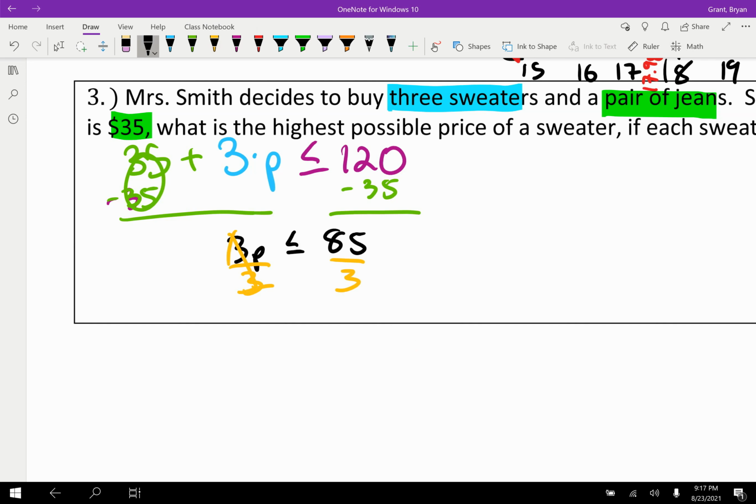And I think 3 does not go nicely into 85. 8 plus 5 is 13. 3 doesn't go nicely into 13. So we can keep this as 85 thirds. But since we're talking about prices, we might want to go through and actually find the answer in decimals here. And I think that we can get 28.3, or 28.33 if you'd like.